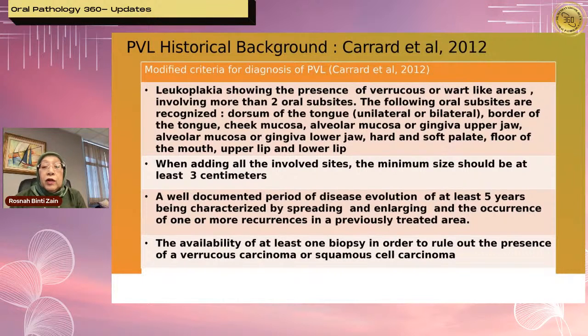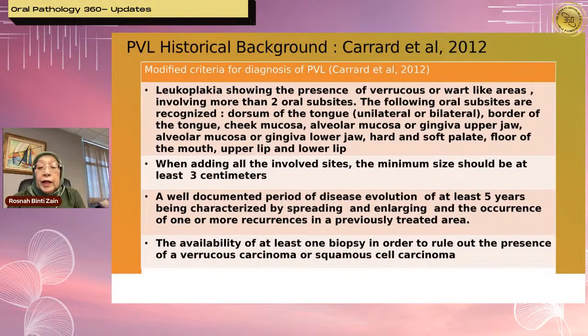So when adding all the involved sites, the minimum size should be at least 3 centimeters. And there is a well-documented period of disease evolution of at least 5 years, characterized by spreading and enlarging, and the occurrence of one or more recurrences in a previously treated area. In view that there are so many of these lesions, I think there is a tendency that there may not be documentation, and this is also one of the issues in many centers in the Asian region. That is earlier. I'm sure by now most are more into documenting this.